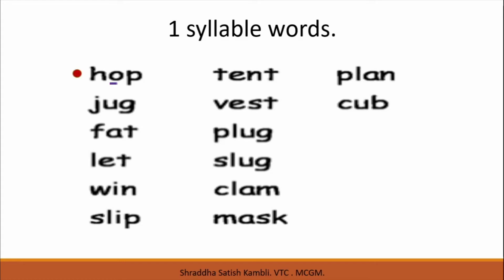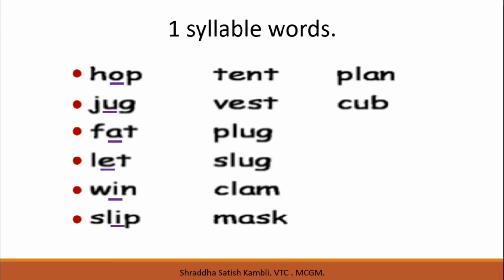So you have the O sound, the sound of the O. Jug, you have the sound of the U, jug. Third one, fat, F-A-T, fat. So you have the A sound of the letter A. Let, so you have the sound of the letter E as A, let. Then you have win, where you have the I sound, win. Then you have slip, okay, so the I sound again.